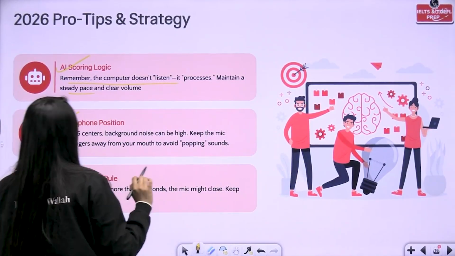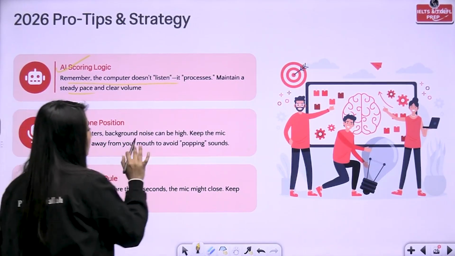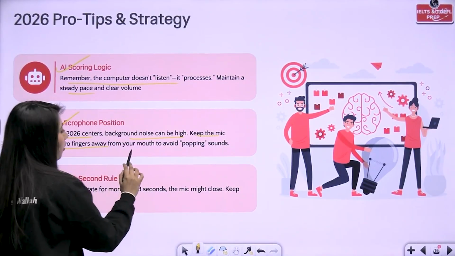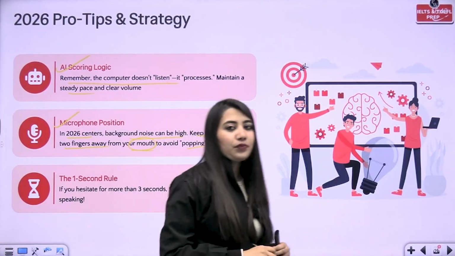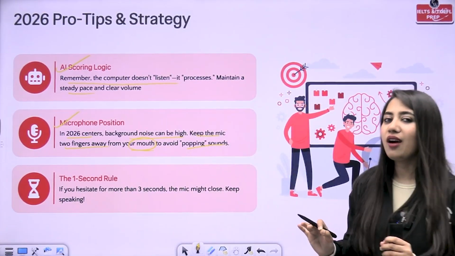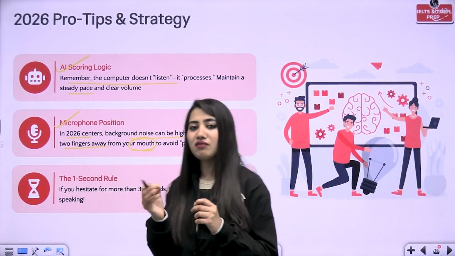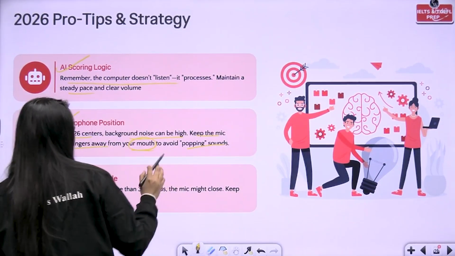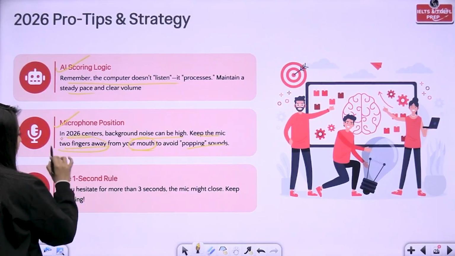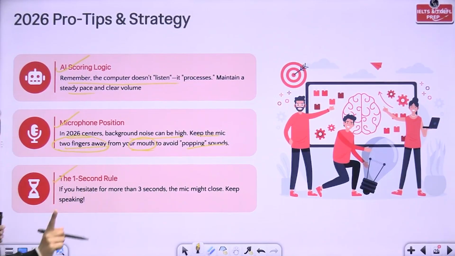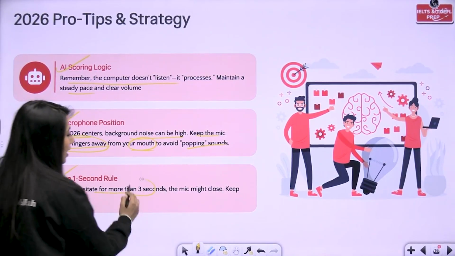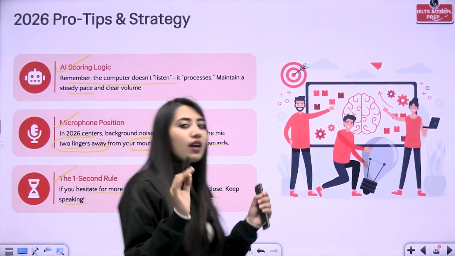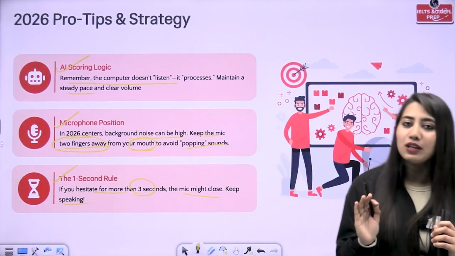Then microphone position. In 2026, center background noise can be higher. Okay. So keep the mic 2 fingers away from your mouth to avoid popping sounds. Please make sure that you are having the mic at a distance, as there can be a lot of noise in the room. Next, the 1 second rule: if you hesitate for more than 3 seconds, as I already mentioned, the mic might close. So keep speaking, never ever have a long pause in between.